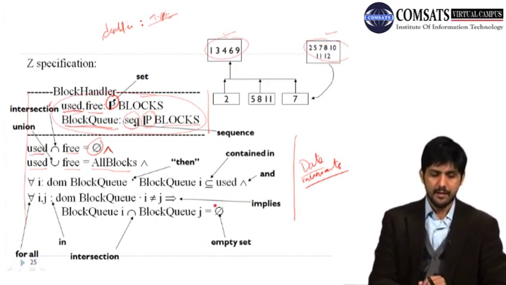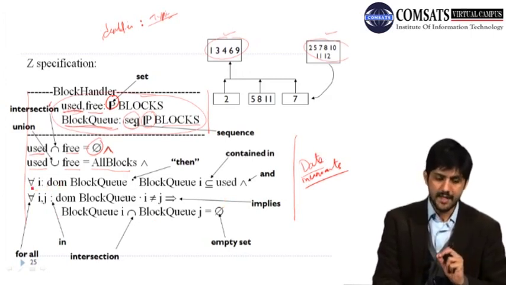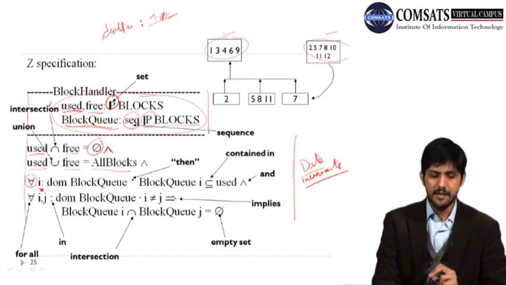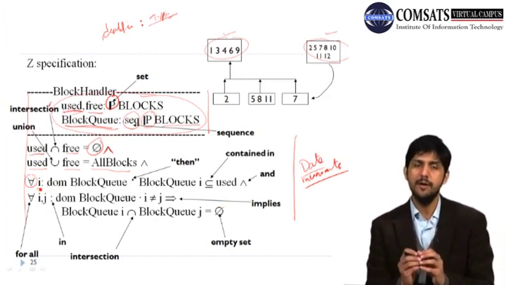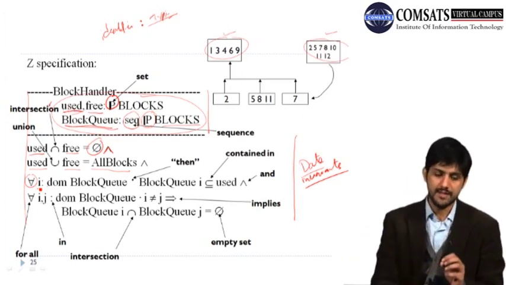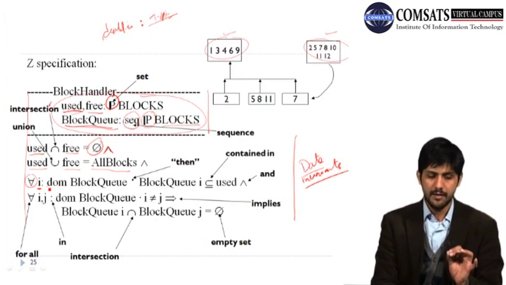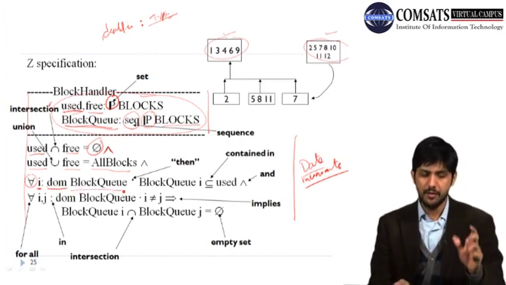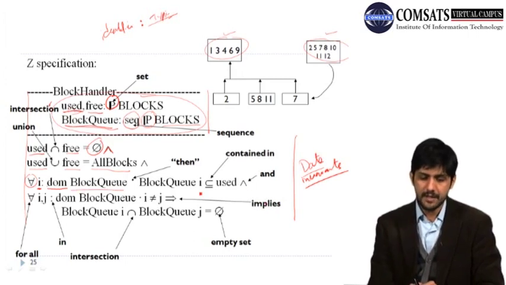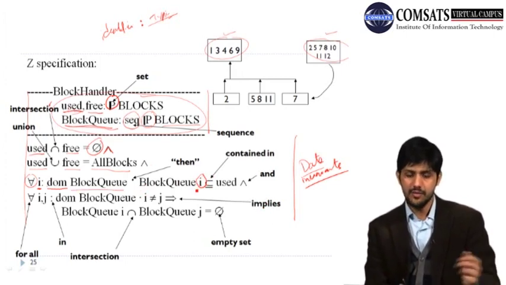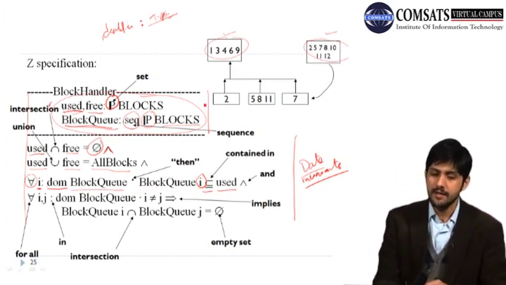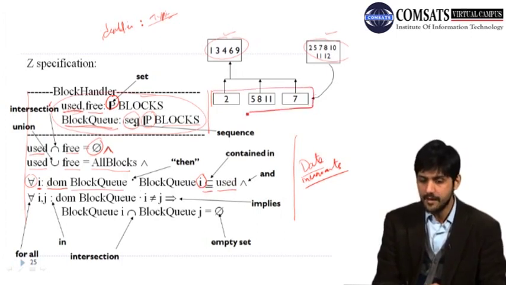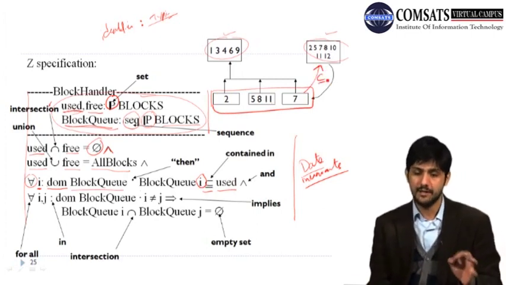And then we need to check that for all the blocks. So this sign says for all, and this is an identifier where we'll store whatever we access from this block queue. So we are saying that one by one we are going to pick each block from the block queue, and then check that this block I, which we have picked from the queue, is a subset of used blocks. So any block that is here should be a subset of this particular set. So we have already checked that.